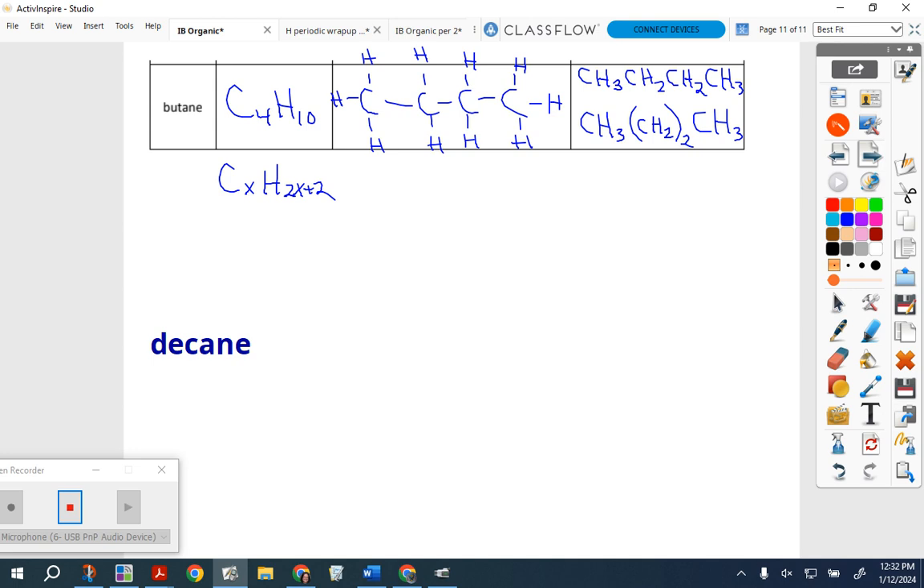Okay? So, go ahead on that front page, at the bottom, right underneath this butane, there should be a little strip of space there. Go ahead and write the word decane. I don't want you to draw out the full structural formula, but I want you to give me what's the molecular formula and what would be a condensed structural formula for decane.